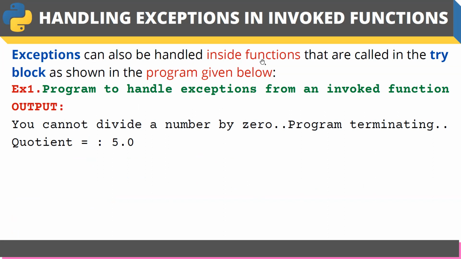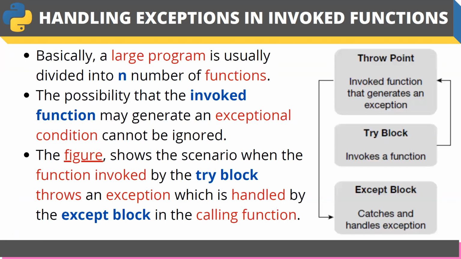Exceptions can also be handled inside functions that are called in the try block, as shown in the program given below. Then what is the output? Whenever we call the first method divide(20, 0), it prints: you cannot divide a number by 0 and program is terminating. And for the second method divide(20, 4), it is going to print the quotient value 5.0. So this is how exceptions are handled in invoked functions.